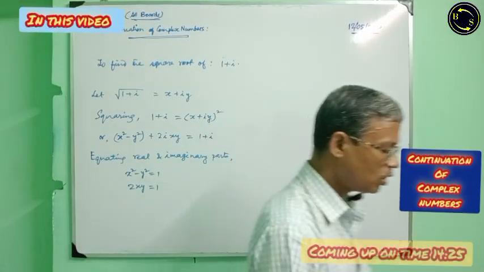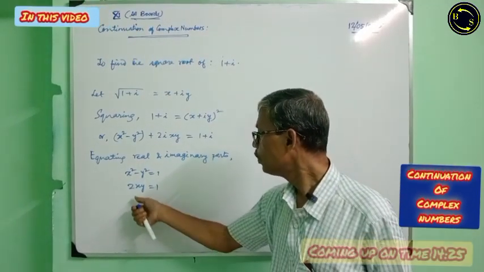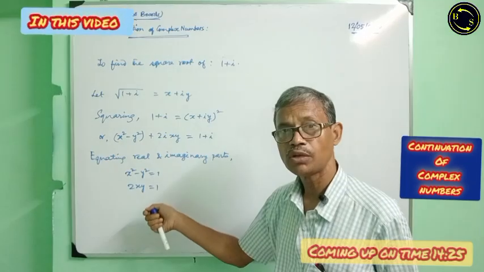Thus we have got two equations. x square minus y square equal to 1, 2xy is equal to 1. We have to find the values of x and y.